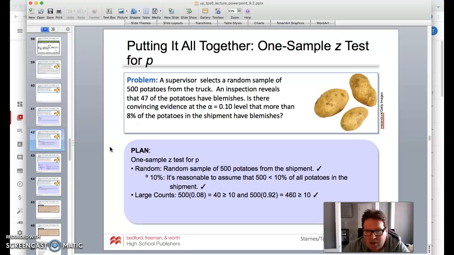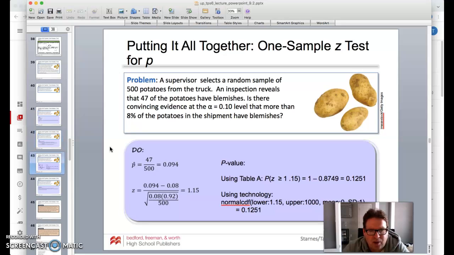We did our three checks here. That is random. The 10% condition holds. And so does our large counts condition. So we're all good to go. We're all set up. Let's do it.